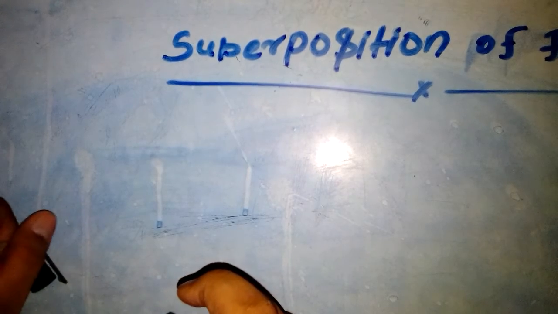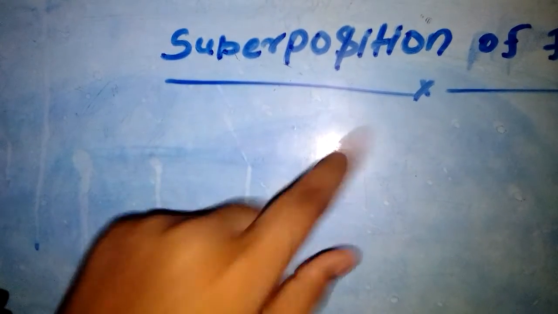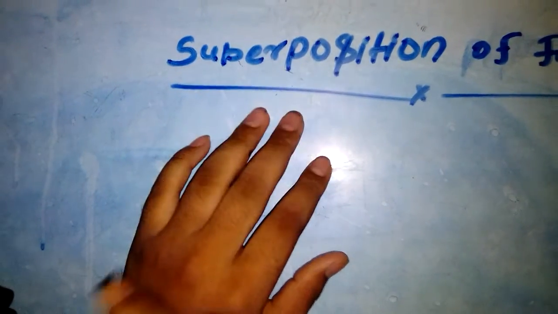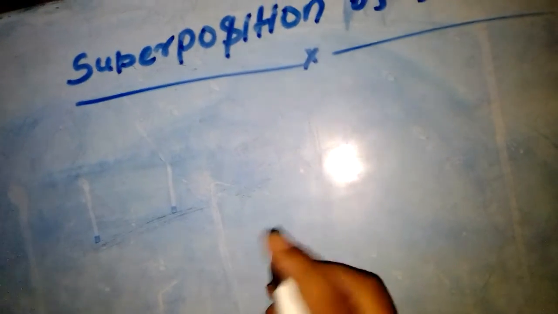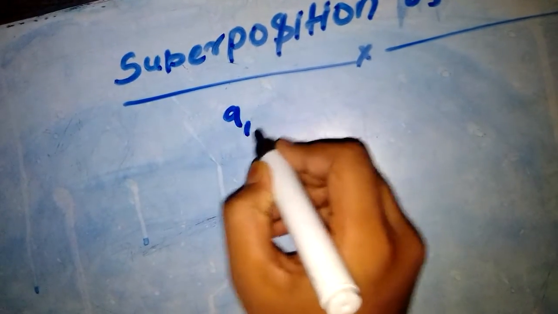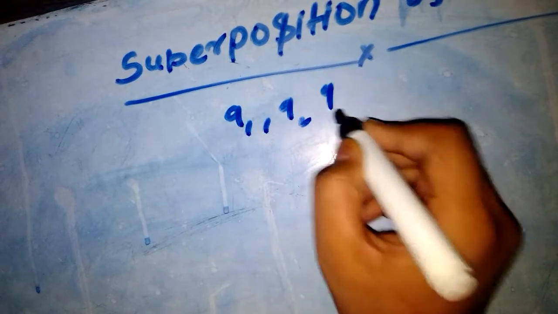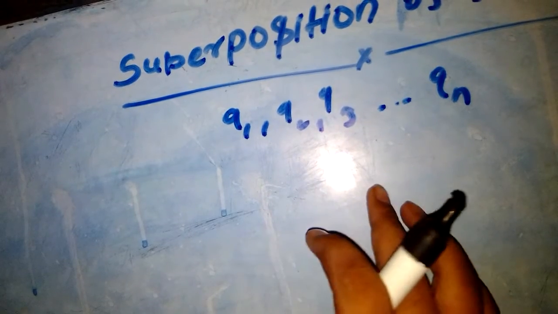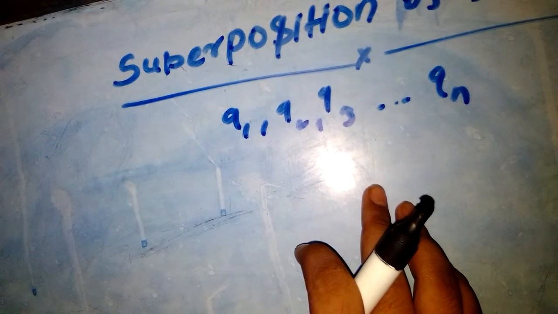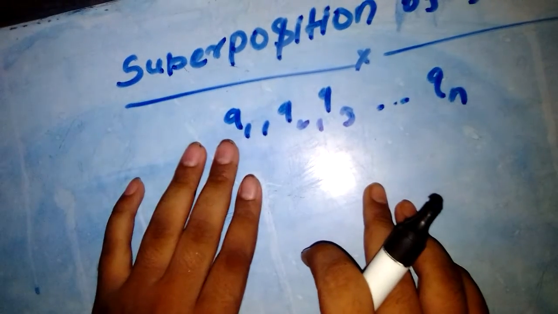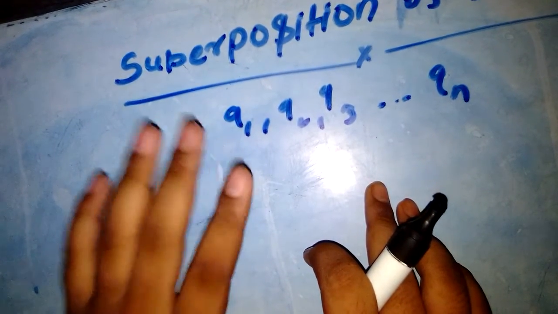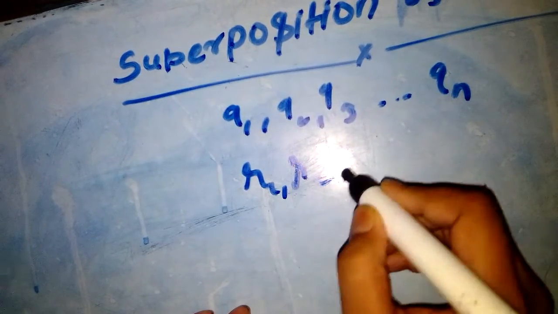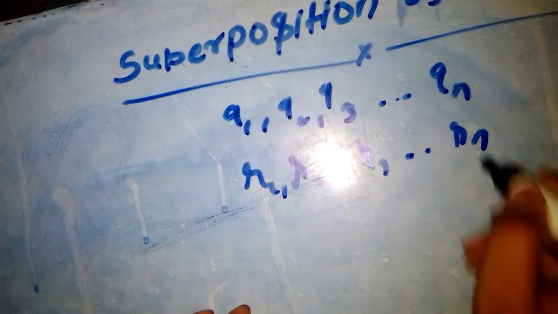See, superposition of forces. What happens in superposition of forces? Let Q1, Q2, Q3, up to Qn be so many charges in a system with respective positions R1, R2, R3, up to Rn.